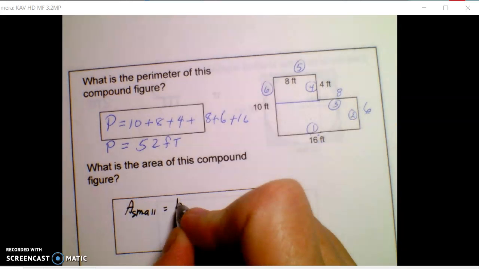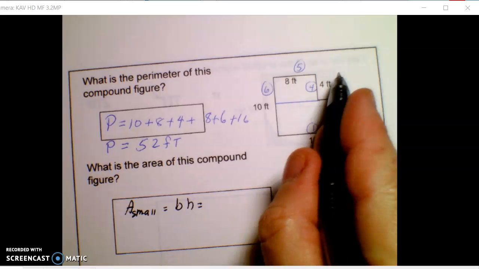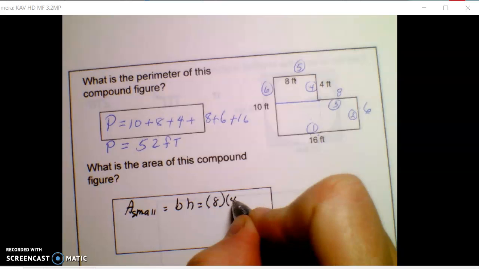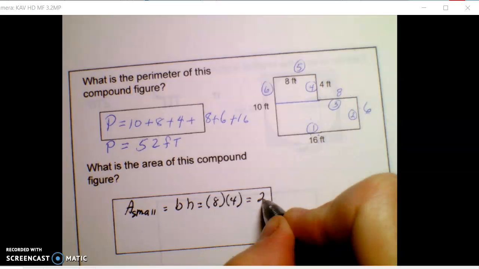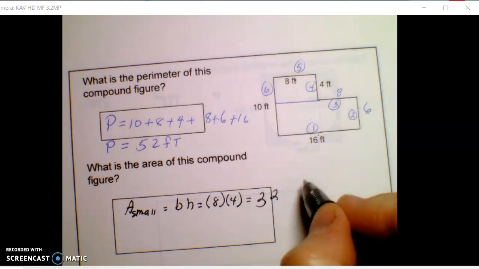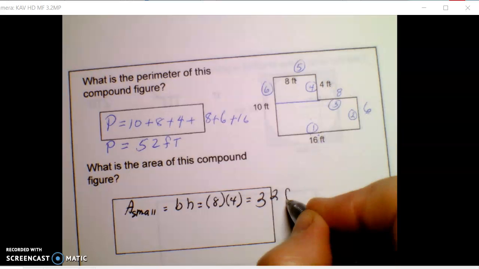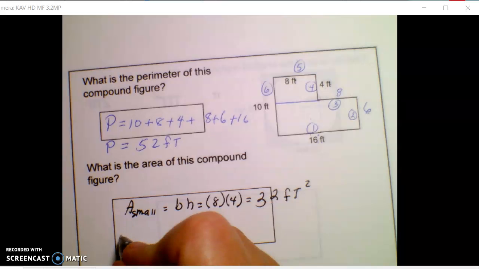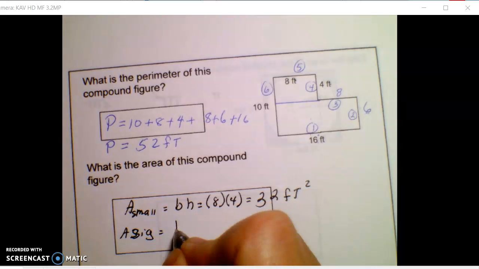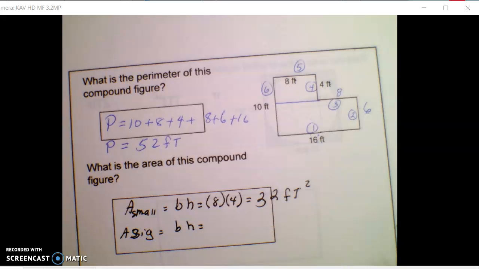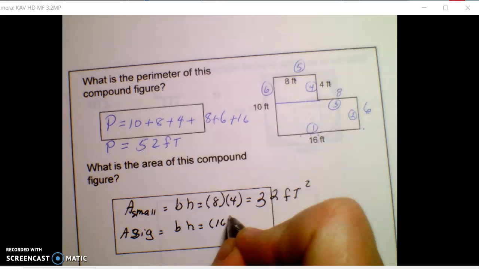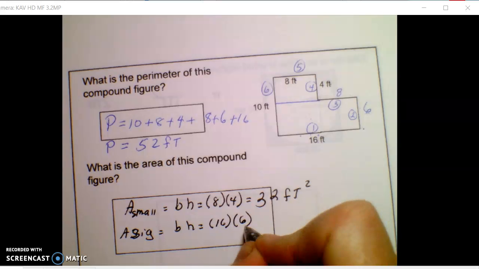Area is base times height. Base is 8, and the height is 4. So that's 32. And it is feet, and because it's area, it's feet squared. Now we have the area of the big. And that's base times height. Base is 16. And the height is 6.